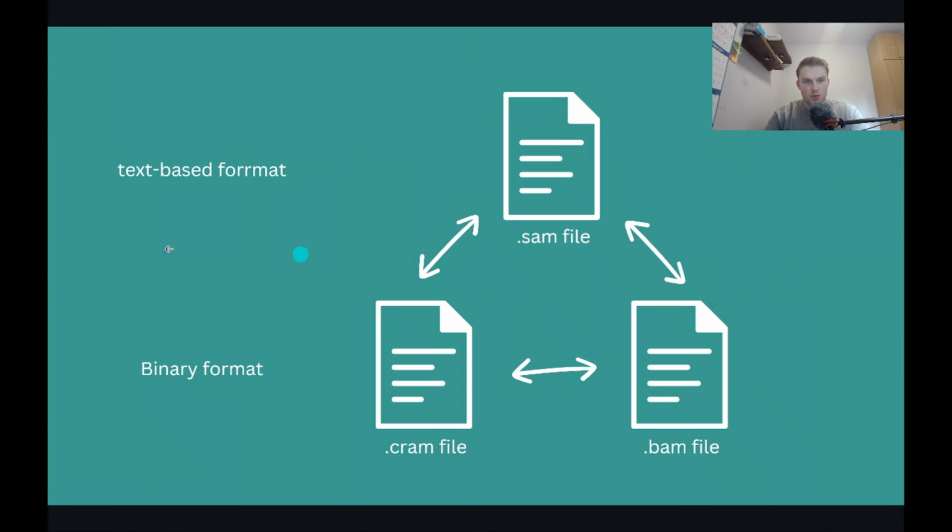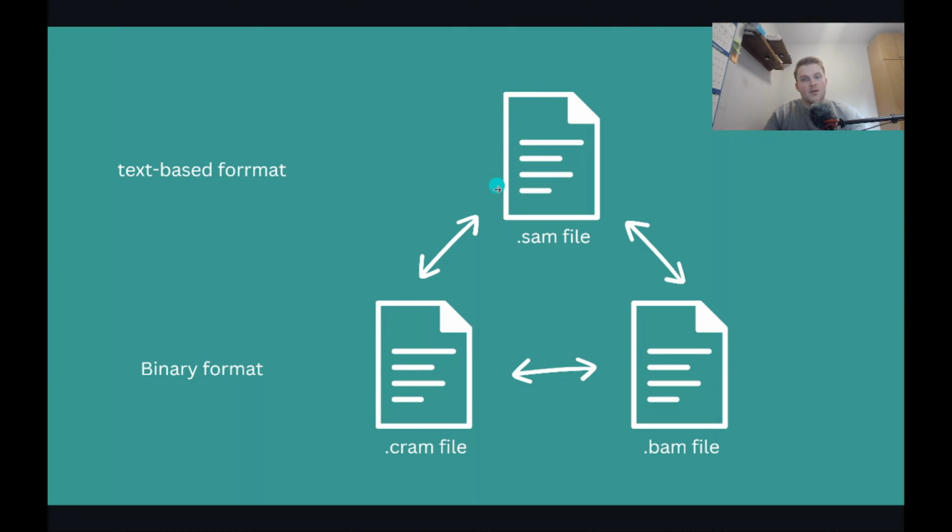I'm now going to introduce two more file types, and that's the .cram file and the .bam file. So these are binary encodings of the SAM file. As I mentioned, the SAM file is human readable text. The BAM and CRAM files are compressed versions of the SAM, and they're used to save space. They're slightly different in how they're compressed.